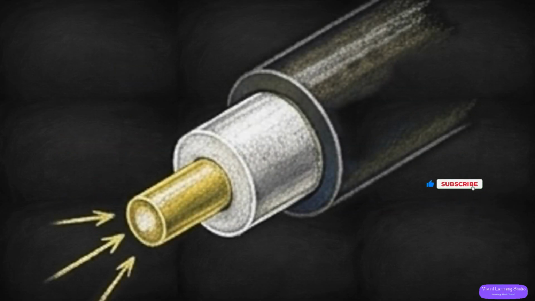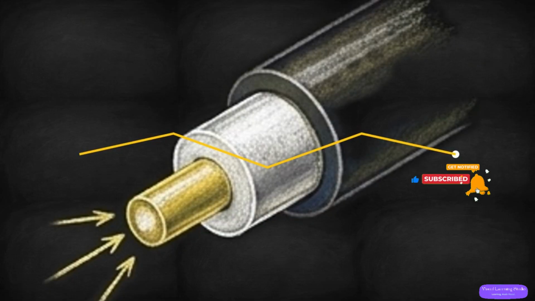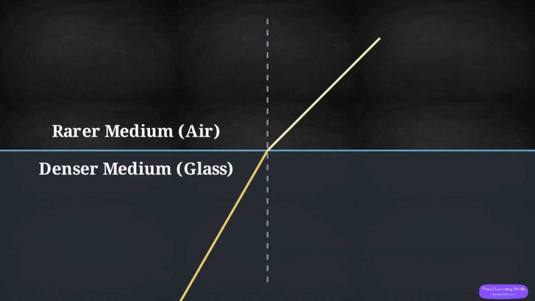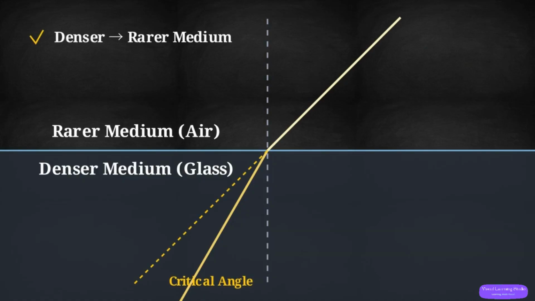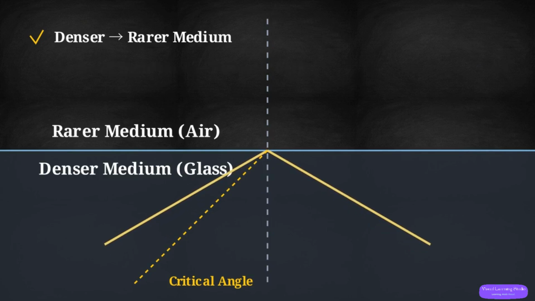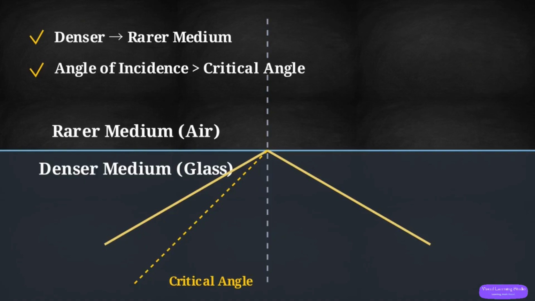Refraction also creates a specific phenomenon called total internal reflection. This exact mechanism is the reason high-speed fiber optic internet exists. For this to happen, two strict conditions must be met. Light must travel from a denser medium into a rarer one, and the angle of incidence must be wider than the material's critical angle. Once past that threshold, the light stops exiting the material and reflects entirely inside.